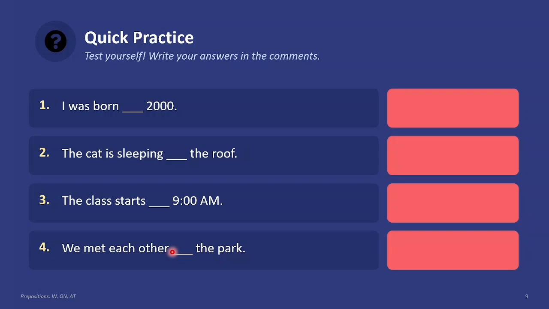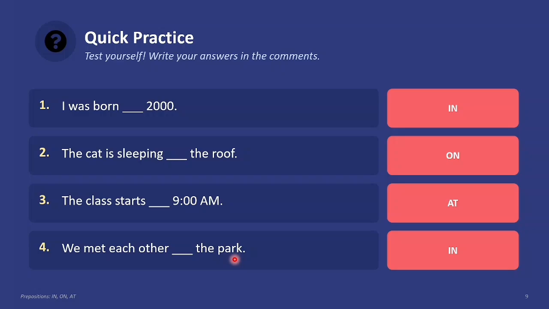At first, I was born in 2000. As I said, for years we use "in." The cat is sleeping on the roof. I said we use "on" for things that touch the surface. The next one is, the class starts at 9 a.m. We said for clock times we use "at" for exact time. We meet each other in the park.